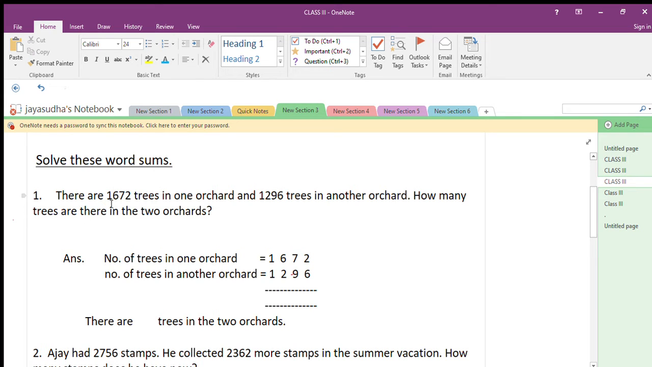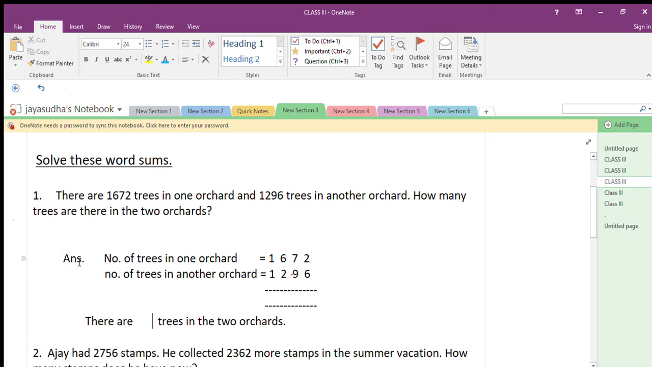There are 1672 trees in one orchard. Orchard means fruit. Many fruit trees in one place is called an orchard. In Tamil, Padathotam. So there are 1672 trees in one orchard and 1296 trees in another orchard. How many trees are there in the two orchards? Combine the two orchards, to find the total, you have to do addition.